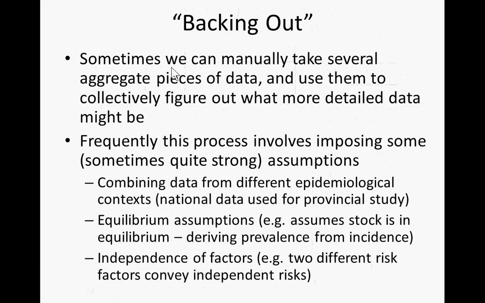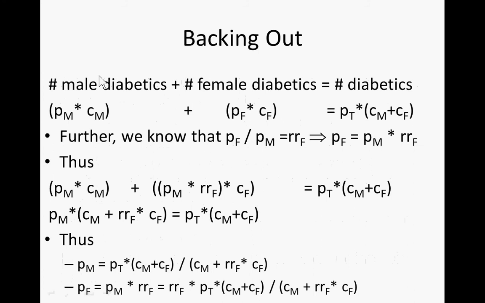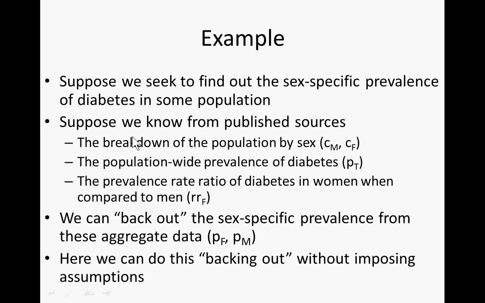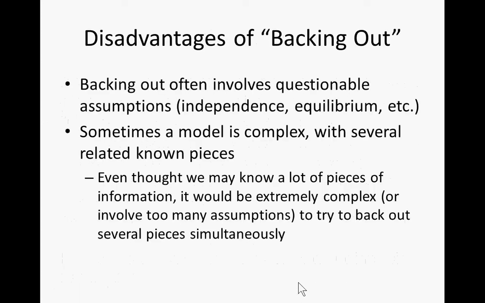Now, there are times where we can use data like this and try to what we call back out estimates of different parameters. In other words, we take a piece of data that's influenced by perhaps a couple of things, and we try to use it to figure out what certain parameters must be to explain it directly. And so we may have a relationship where, for example, we have some information on the marginals associated with the population, so the breakdown of the population by sex. We have population-wide prevalence of diabetes and prevalence rate ratio, and we want to figure out what the sex-specific prevalence is from these data, knowing that there's a clear algebraic relationship among them. And this backing out process is quite common in modeling.